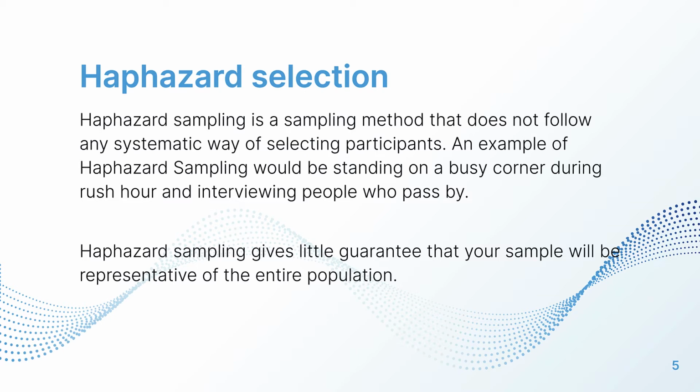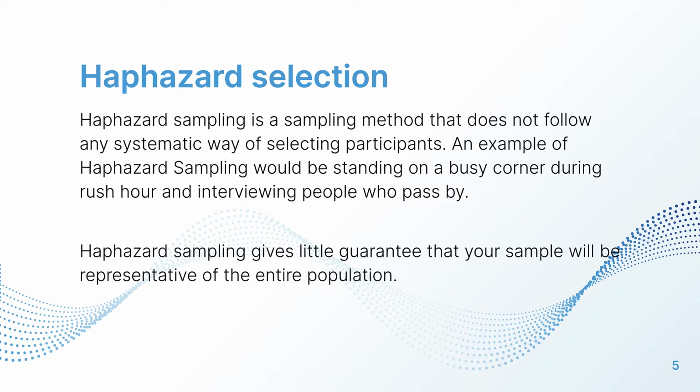The haphazard selection is a sampling method that does not follow any systematic way or random way of selecting participants. For example, to get people to participate in your project or your interview, you can go to a busy street and stop people who pass by. The haphazard selection is usually used when it's very difficult to obtain the sample, so you usually choose the most convenient way to obtain the sample.